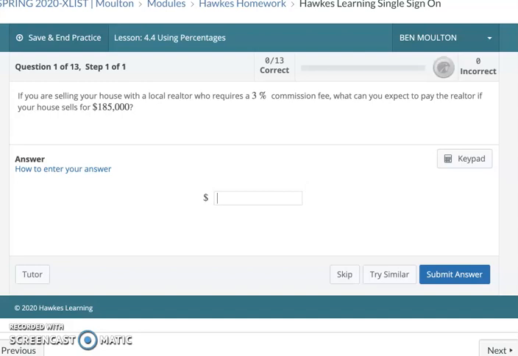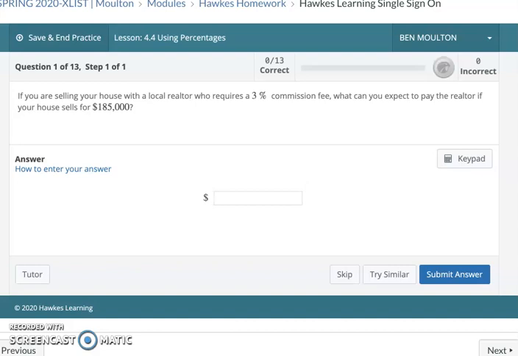All right, so now we're taking a look at section 4.4. This might give you a little bit more trouble, but let's take a look. Here we're seeing one. If you are selling your house with a local realtor who requires a 3% commission fee, what can you expect to pay the realtor if your house sells for $185,000? Well, let's take a look here.